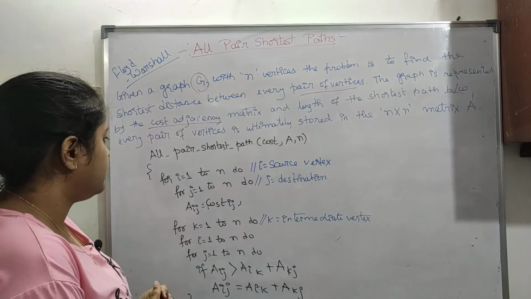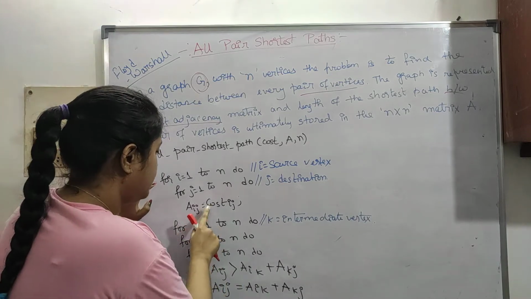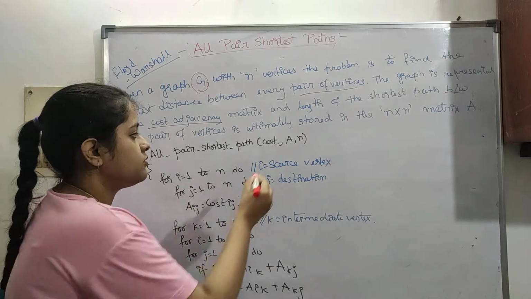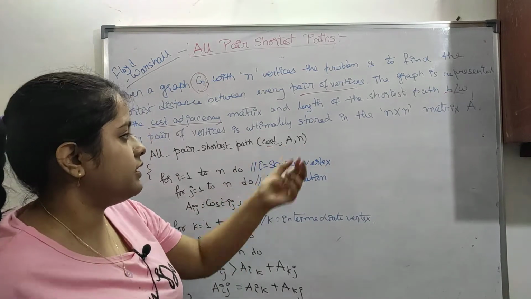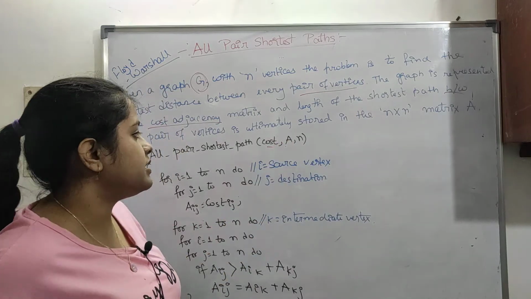So let's see the algorithm. We will do an example, so just don't get scared or leave the video. All pair shortest path: this is our cost matrix, n cross n, where n is the number of vertices, and A is our matrix.